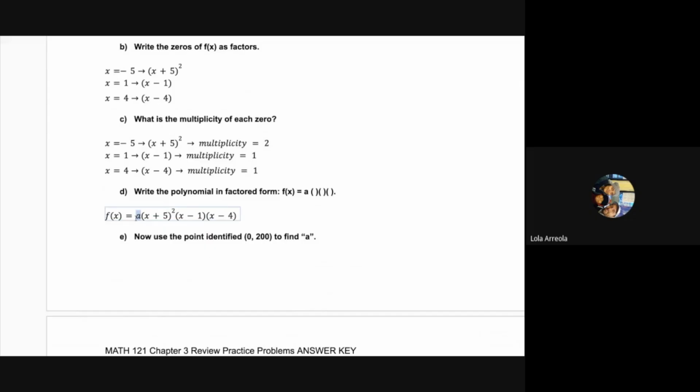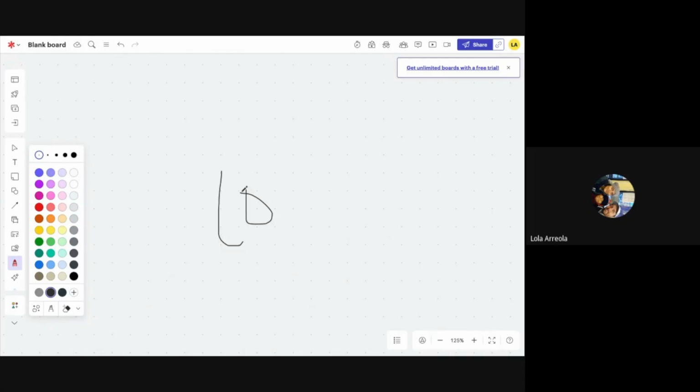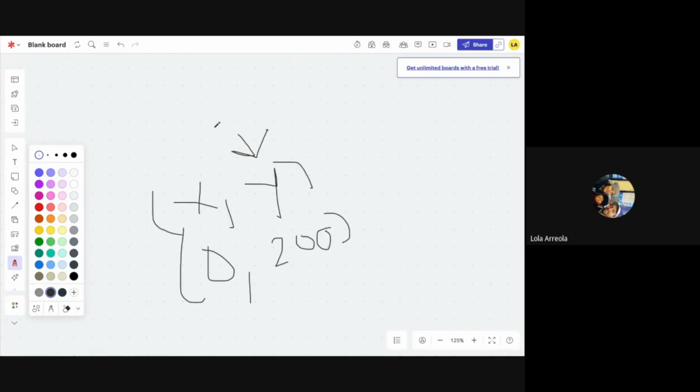Now that we have the coefficient a, it wants us to use the point (0, 200) to find a. So we want to solve for a. We're going to use this function and use this point to solve for a. So if I have a point, what is a point? The point is just x comma y. So they want us to use (0, 200). Whenever I have a point given to me by a graph, this is just x comma y. Or in this case, we could also say x comma f of x, right? f of x is the same thing as y.